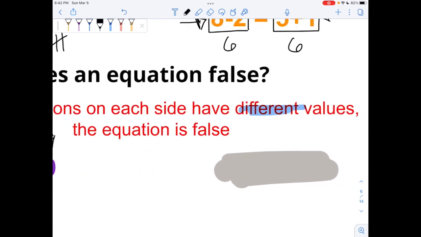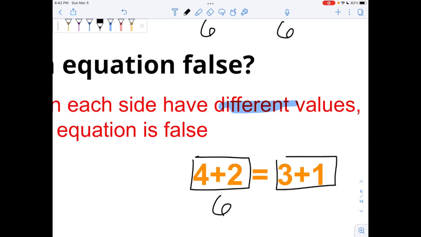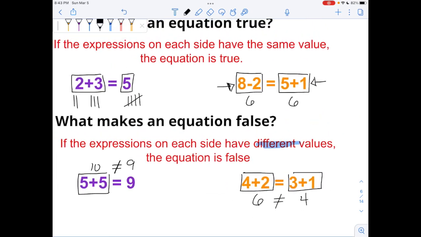All right, a more complex example. On the left side, 4 plus 2 is 6, and on the right side, 3 plus 1 is 4, and you know that 6 does not equal 4. So those equations are false.